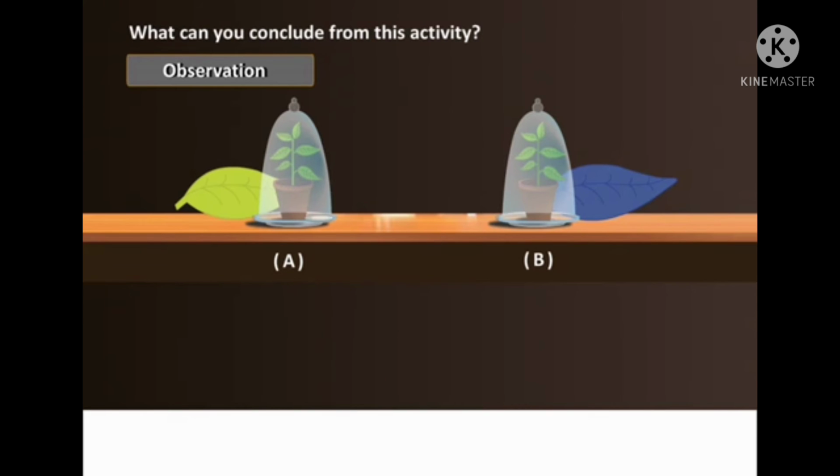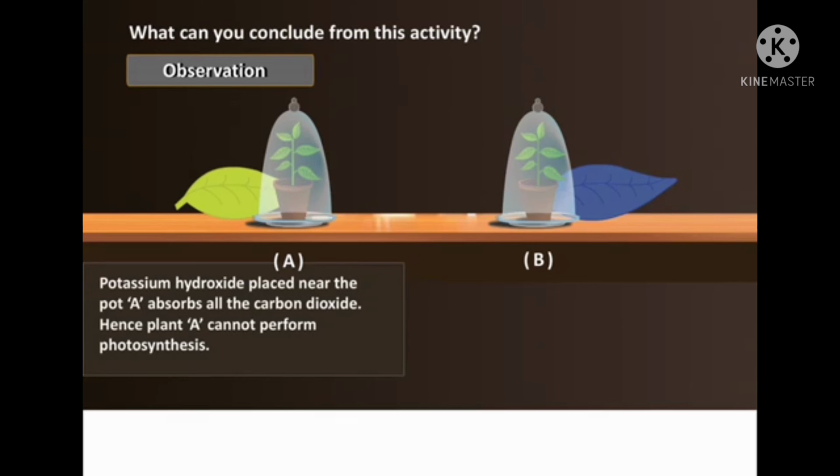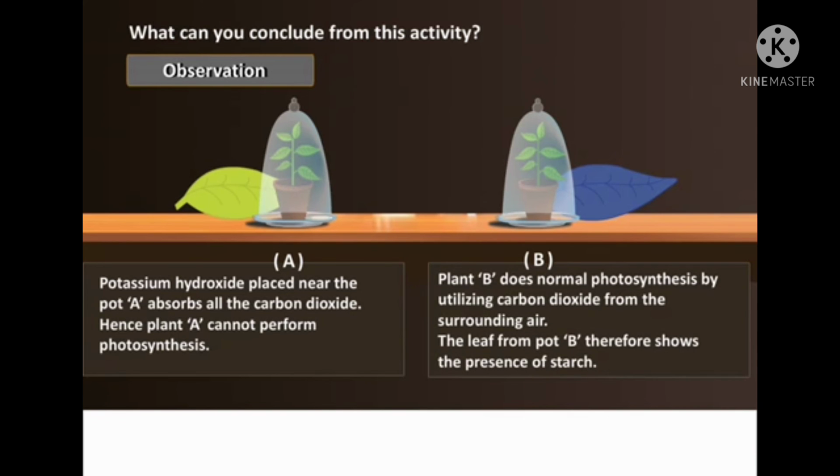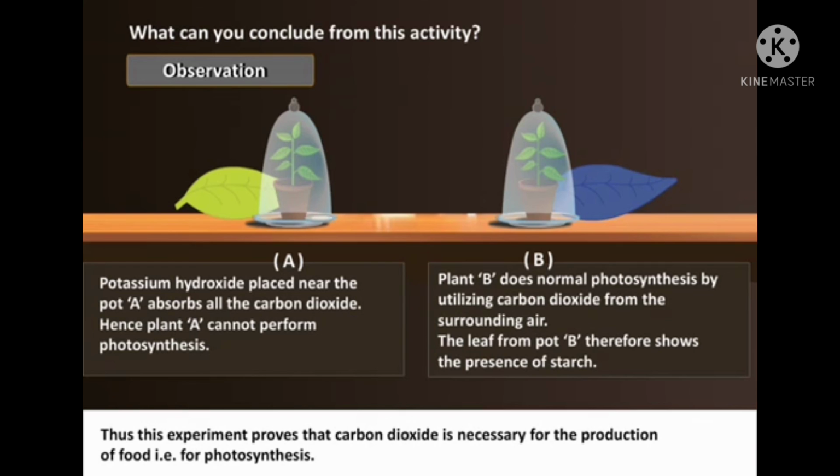What can you conclude from this activity? Potassium hydroxide placed near pot A will absorb all the carbon dioxide, hence plant A cannot perform photosynthesis. Plant B does normal photosynthesis by utilizing carbon dioxide from the surrounding air. The leaf from pot B therefore shows the presence of starch. Thus, this experiment proves that carbon dioxide is necessary for the production of food, that is, for photosynthesis.